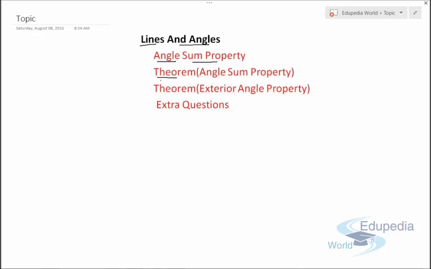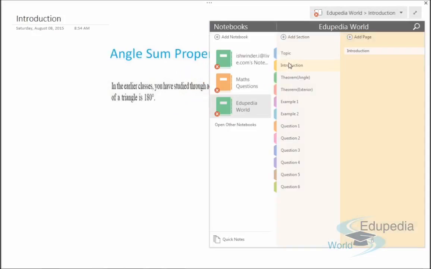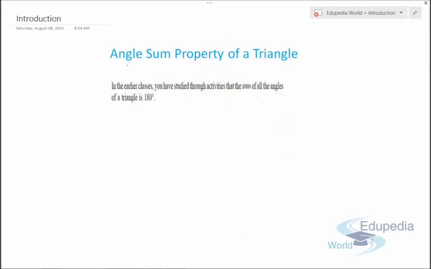Then again we'll discuss the next theorem, which is the exterior angle property, that the exterior angle equals the sum of the interior opposite angles. So that also you might have studied in 8th or 7th standard. Again we'll do some extra questions related to the angle sum property theorem and exterior angle property theorem. We'll discuss each and every question through examples. So let's get started with the first concept, which is introduction to angle sum property.